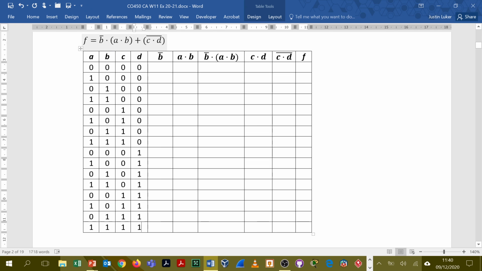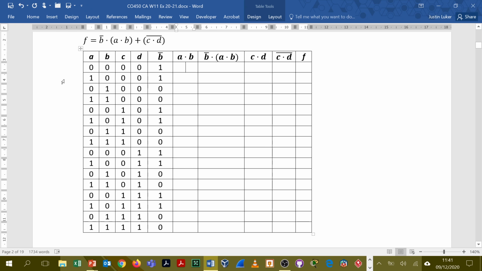Now we need to evaluate parts of our expression. So we need NOT B. NOT B is the inverse of whatever B is. B here starts off with a pattern of 0, 0, 1, 1, and so on, so we just need to reverse that pattern. So it's 1, 1, and then 0, 0. And then 1, 1, 0, 0, 1, 1, 0, 0, 1, 1, 0, 0. So that's NOT B.